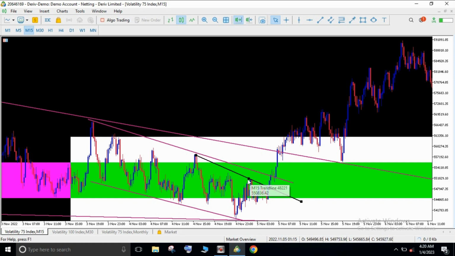So the black trend line is our counter zone, because the market has been running around our sniper zone. You see this green. As usual. Okay, so after this is our counter zone.